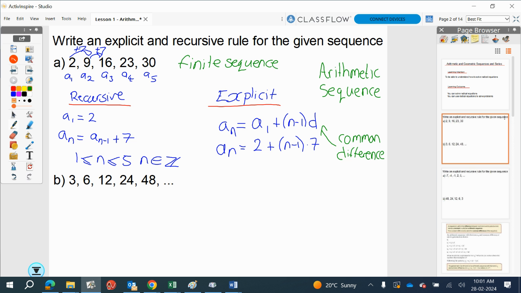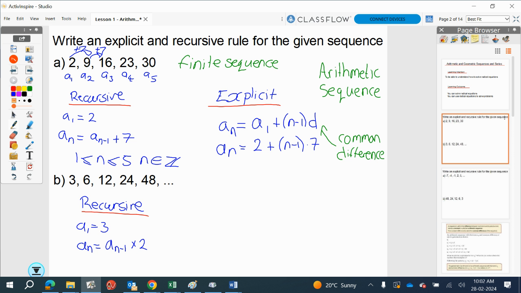Okay, so what is the pattern? Multiply by 2. So for our recursive definition, what do we need to say? Excellent. A1 is equal to 3. We also need the rule. What is An? An is equal to A(n minus 1) times 2. That's right.